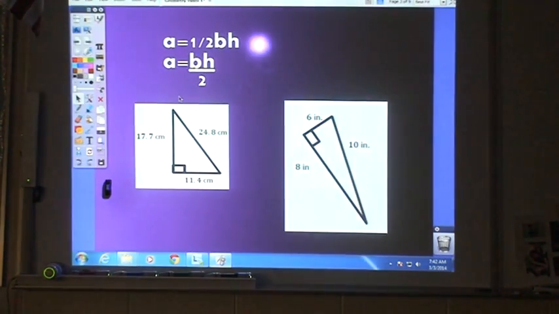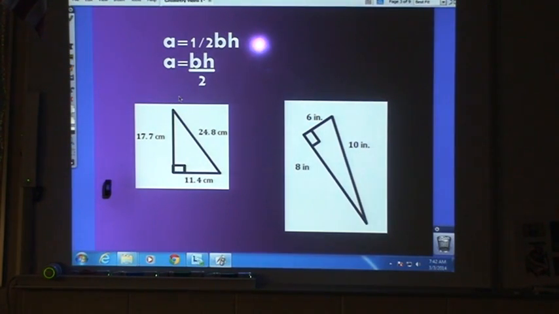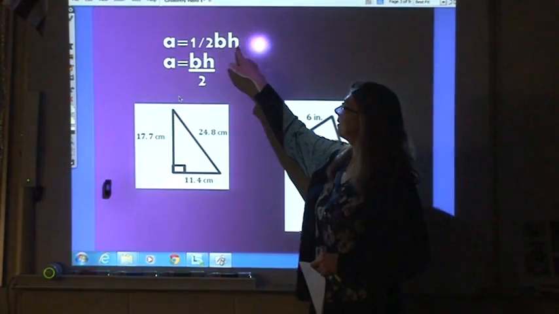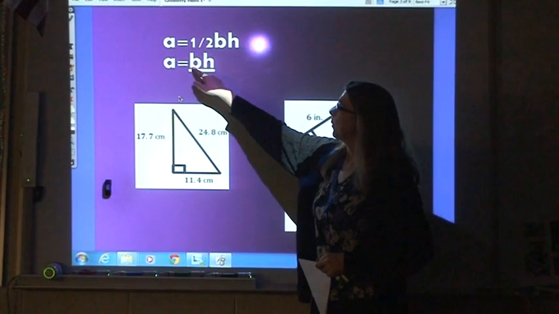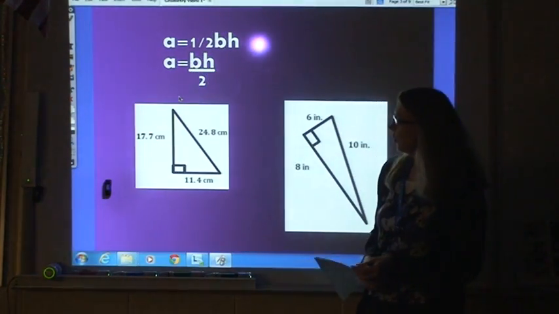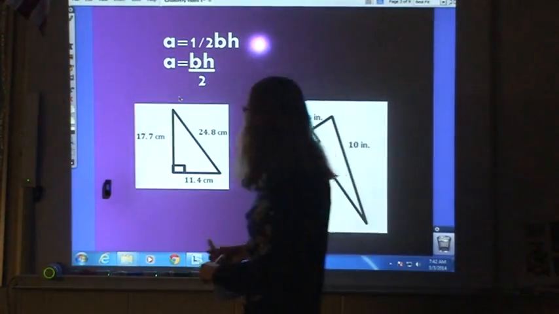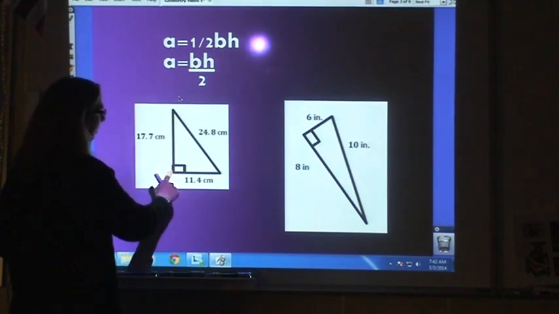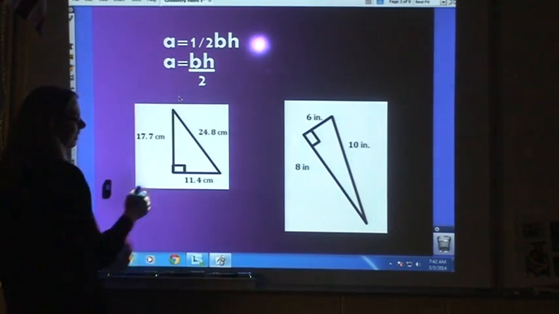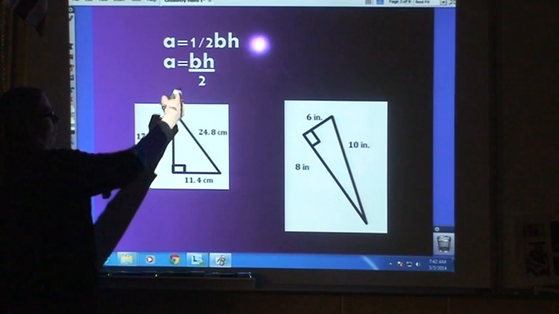What that looks like is this. So make sure that you have these written down. This is the area equals half the base times the height, or the area equals the base times the height divided by 2. We're going to show both of these ways. If I'm on this one, it is going to be kind of tough to take half this base because it's a decimal number. So instead I'm going to use this formula.